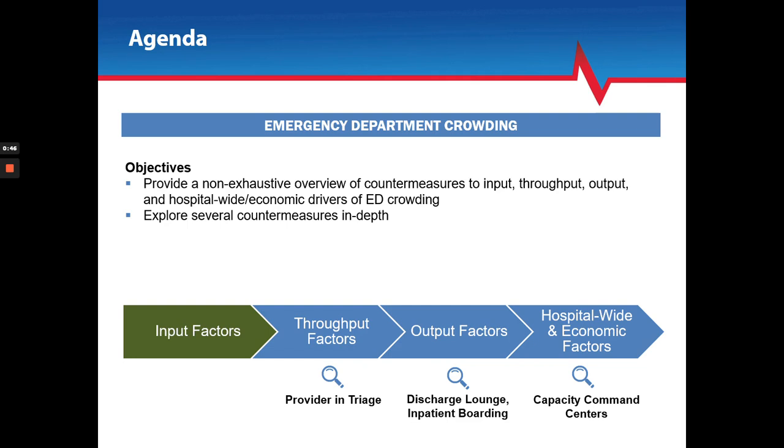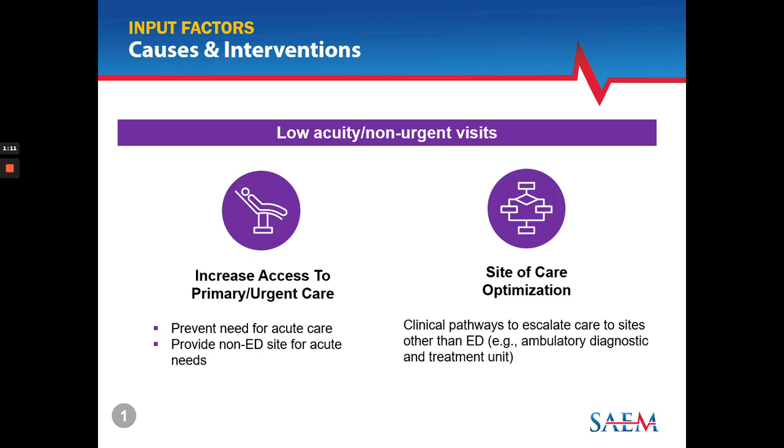Just like in Module 2, where we explored causes of crowding, this module is organized around the classic input, throughput, output conceptual model of ED crowding. We'll take a look at countermeasures designed to address causes of crowding in each of those categories. We'll also explore solutions to drivers of crowding related to hospital-wide, operational, and economic factors. Let's start by looking at interventions related to input factors.